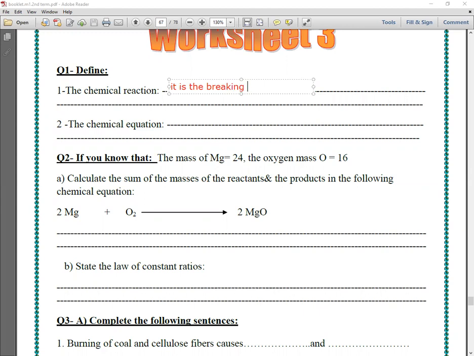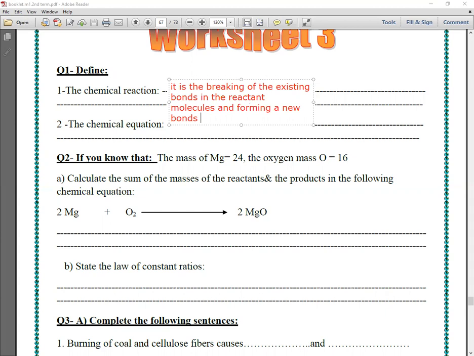So chemical reactions means the breaking over the existing bond in the reactant molecule and forming a new bond in the product.